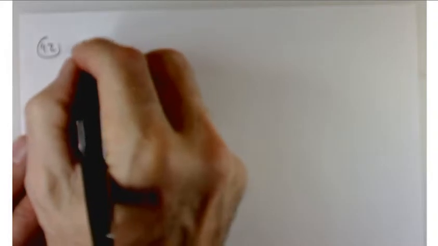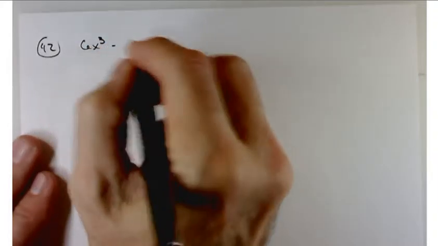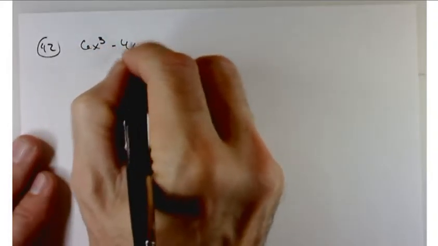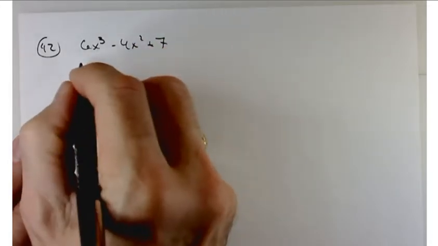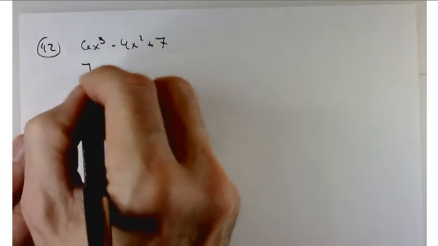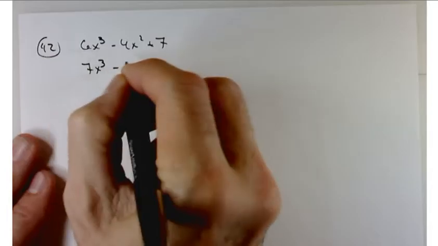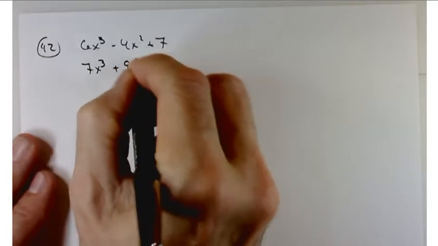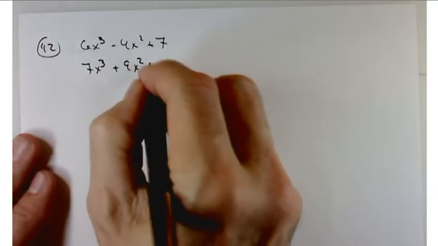Six x cubed minus 4x squared plus 7. And we're going to add 7x cubed plus 9x squared plus 12.